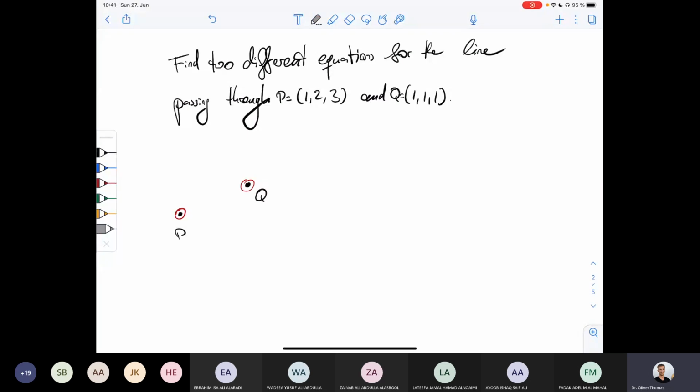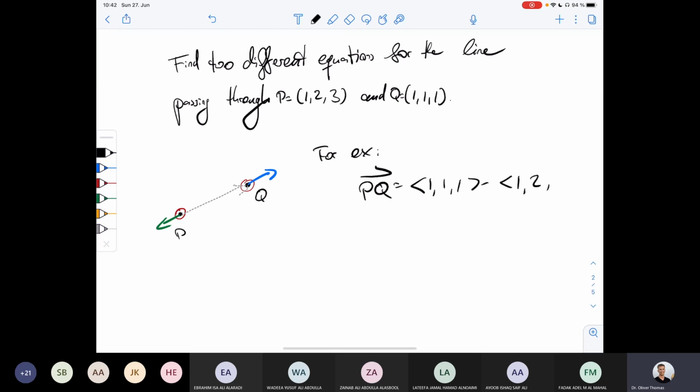So for example, this is our direction vector, but we can also use various different ones. We could use this one, we could use this one. And all of this information we can combine to build a line out of these data. So for example, the easiest direction vector for our line is, of course, the connecting vector from P to Q, which is 1, 1, 1, minus 1, 2, 3, which is 0, minus 1, minus 2.